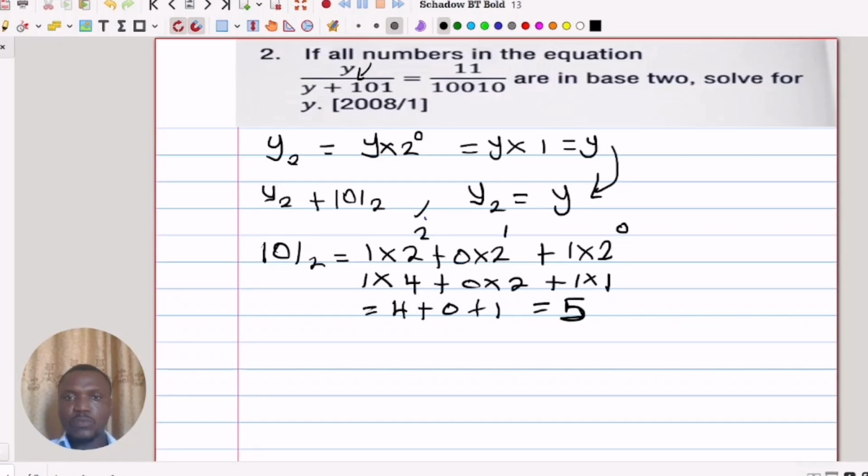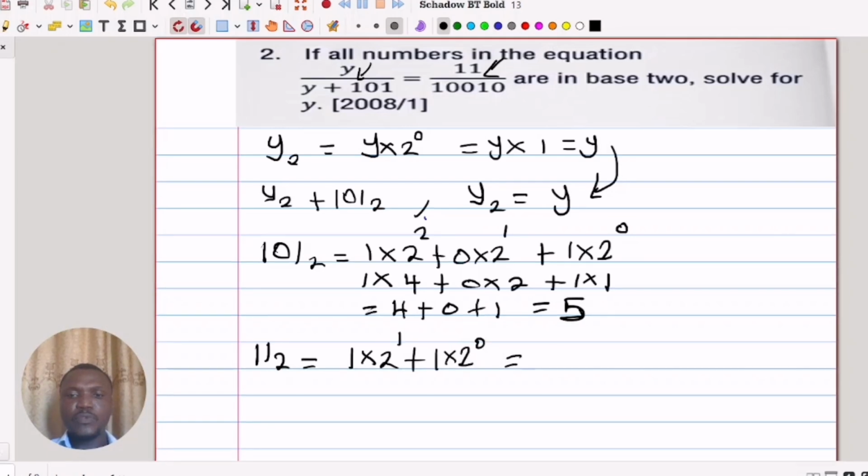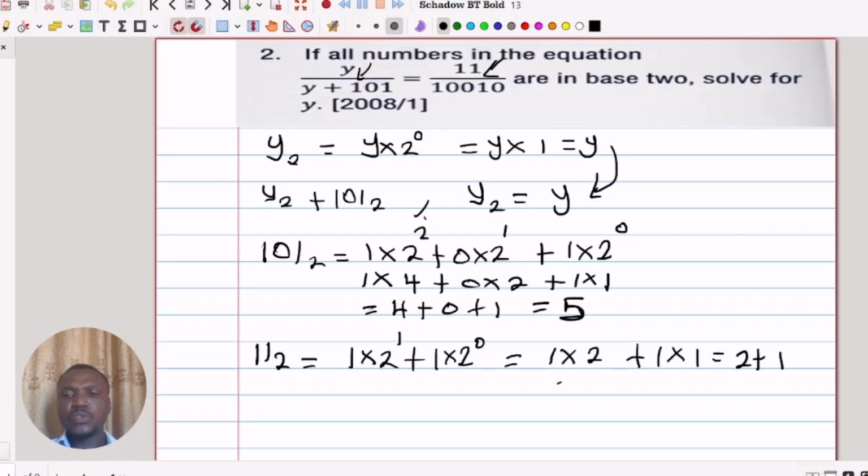Now the next thing: we want to change this 11 base 2 into base 10. So we do 1 times 2 plus 1 times 2. What is 2 raised to power 1? That will be 2, plus 1 times 2 raised to power 0, which is 1. So we are going to have 1 times 2, that will be 2, plus 1 times 1, that will be 1. And the answer is 3. So 11 base 2 converted to base 10 gives you 3.